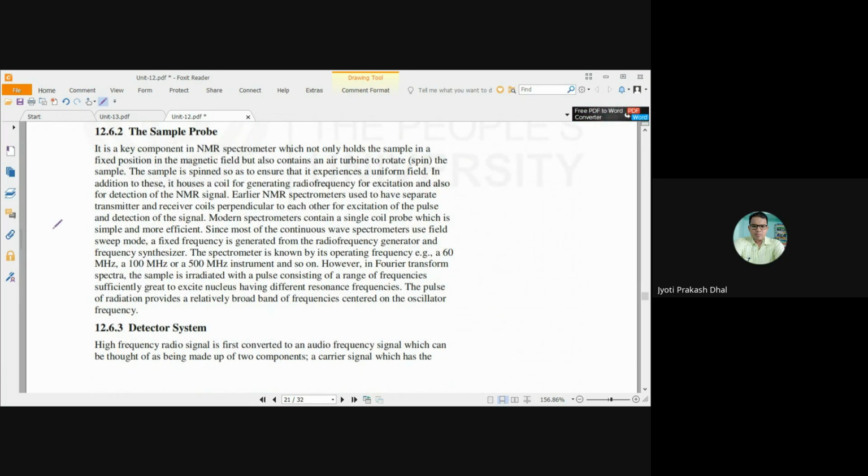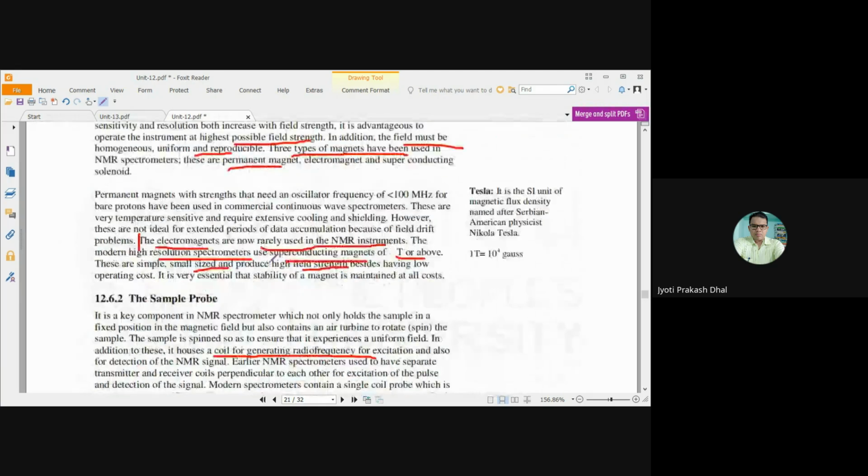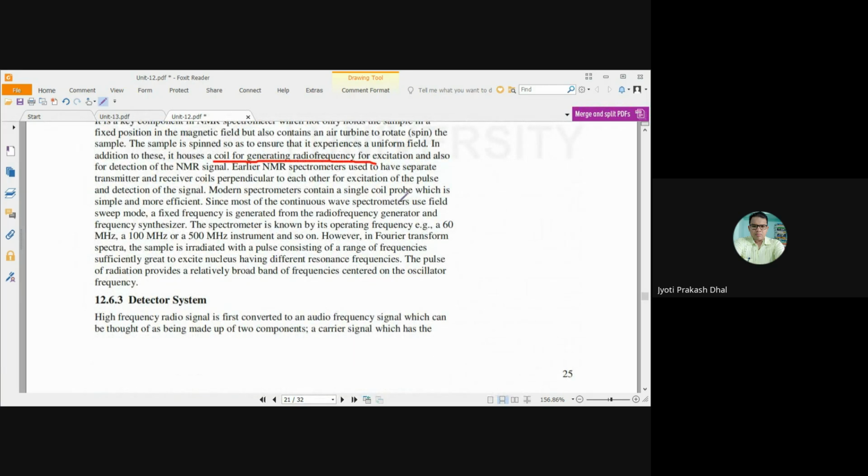It is a key component of the NMR spectrometer, which not only holds the sample in a fixed position in the magnetic field but also contains an air turbine to rotate the sample. The sample is spun so as to ensure it experiences a uniform field. In addition to this, it houses a coil for generating radio frequency. According to this diagram, one coil is around the sample tube that produces the radio frequency for excitation and also for the detection of the NMR signal.